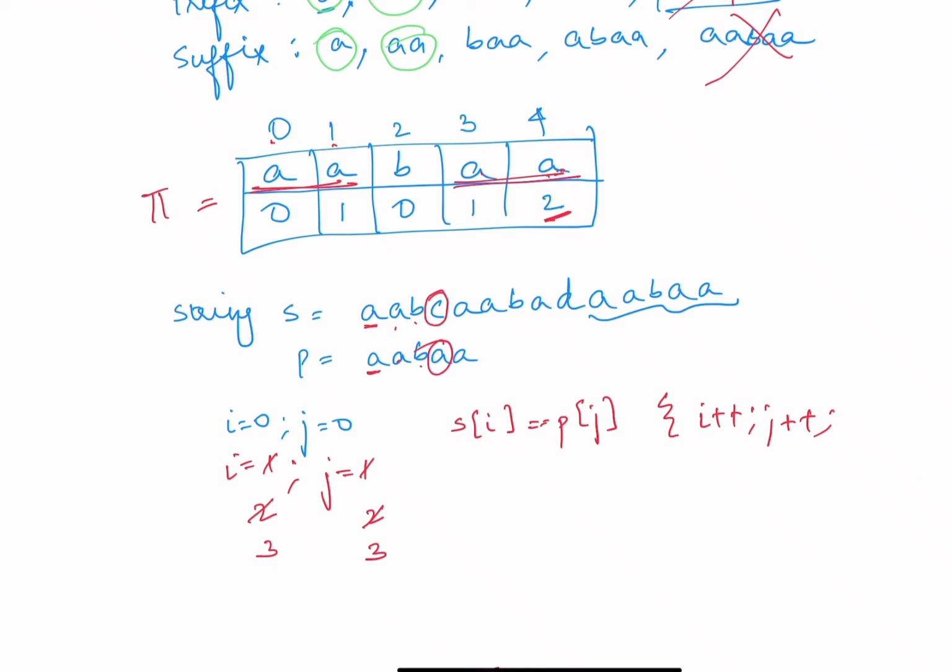Now, here is a mismatch of the characters. So, pattern of 3 and string of 3 are not matching. Okay, so what we are going to do is reset j. j equals to what?